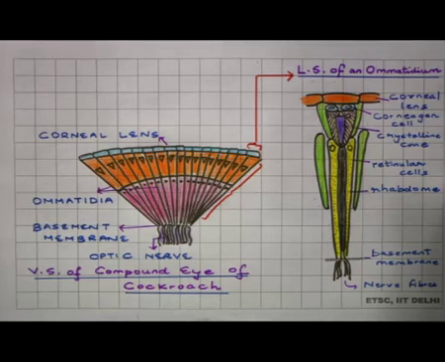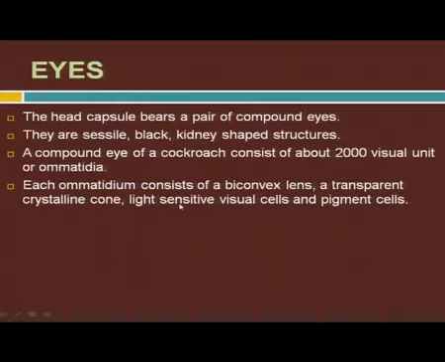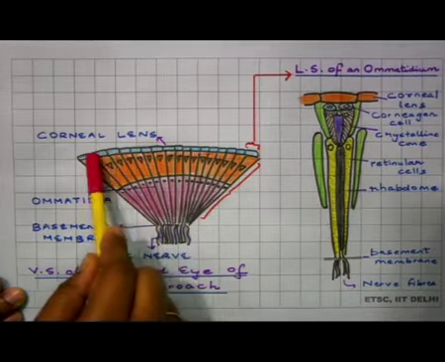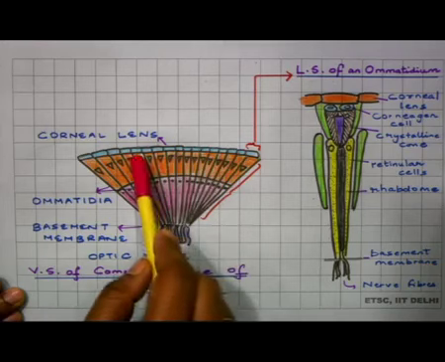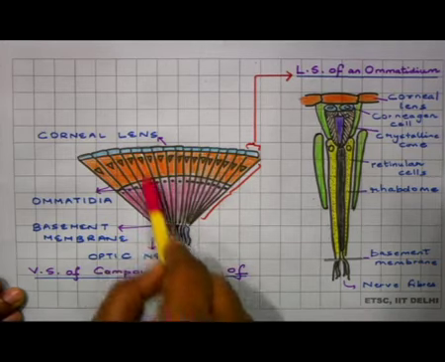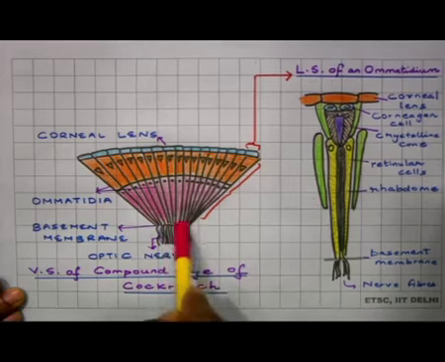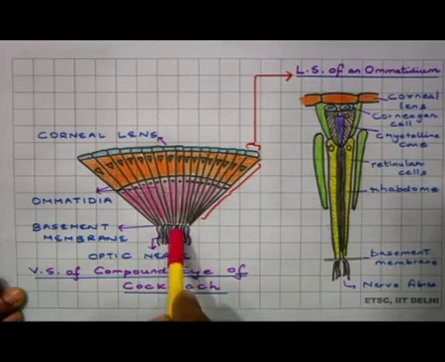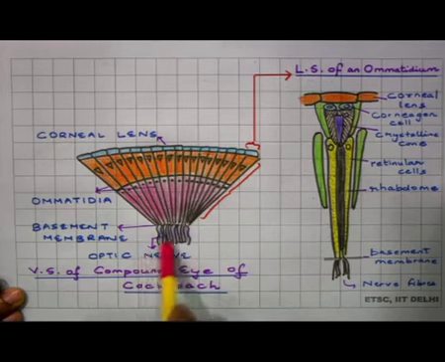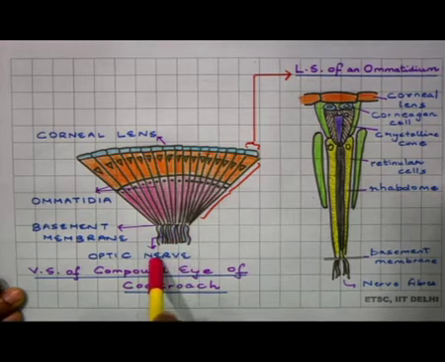Now, what does this ommatidium consist of? Like every eye, the structure of the eye should have a lens, should have a cornea, should have a cone. The ommatidium also consists of a biconvex lens, a transparent crystalline cone, light sensitive visual cells and pigment cells. Here you can see the lens, the upper region, it is the lens or the cornea, and then you can see the ommatidia. This is the basement membrane and these are the optic nerves. These are known as the optic nerves because they are associated with the functioning of eyes.